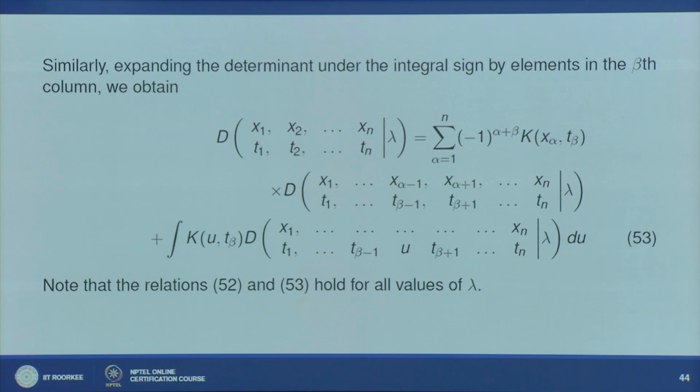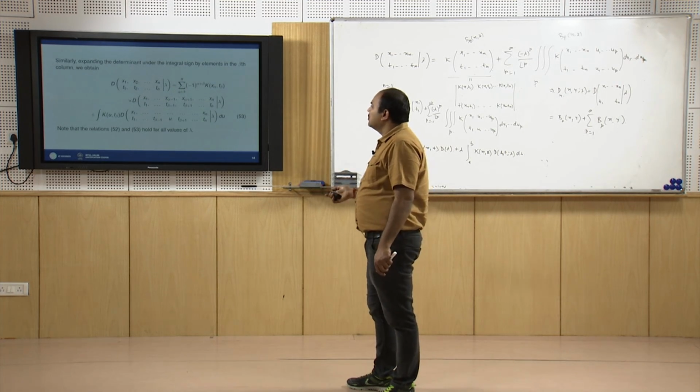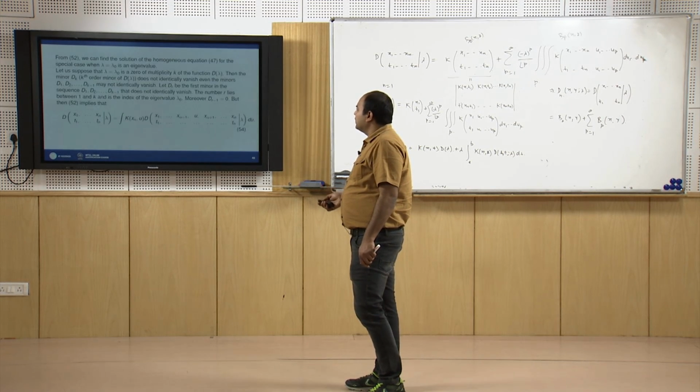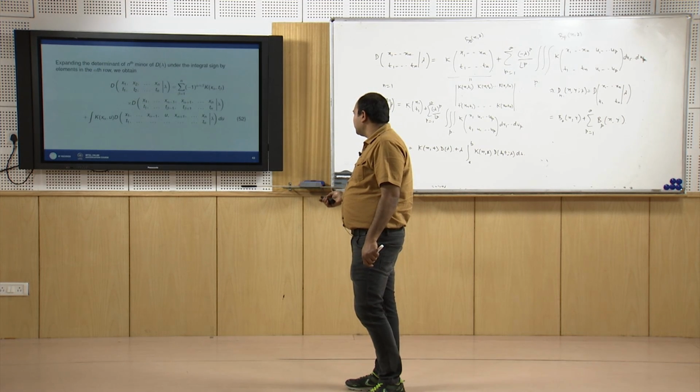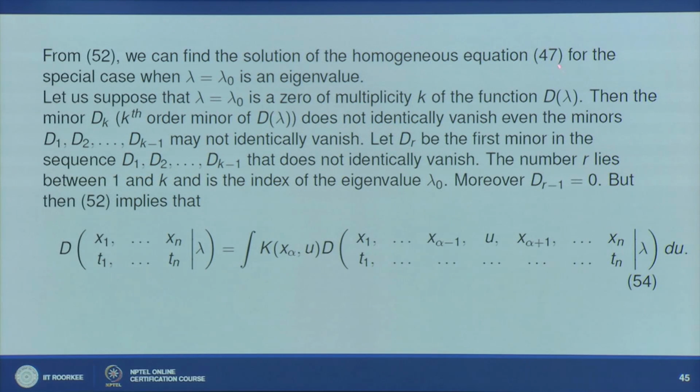So not only those values for which D(lambda naught) is equal to 0, it is valid for all values of lambda. So with the help of 52 and 53, we now try to discuss the case when lambda naught is a zero of D(lambda). So now we can find the solution of the homogeneous equation for the special case when lambda equal to lambda naught is an eigenvalue.